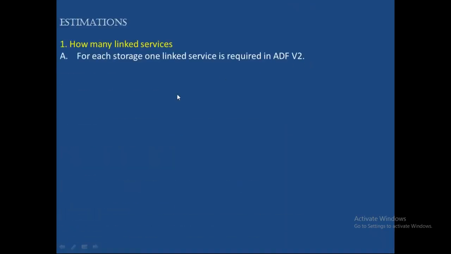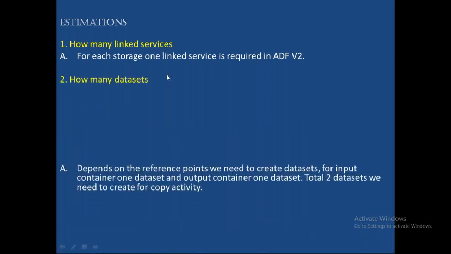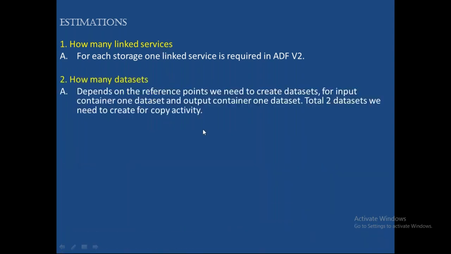Estimations: how many linked services do we need? I'm going to use only one storage, that is Data Lake Storage, so I can have one linked service. How many datasets? It depends on the reference points. For the input container, one dataset. For the output container, one dataset. In total, two datasets need to be created for the copy activity. If you want to use the copy activity, we need at least two datasets: one for the input folder, one for the output container.